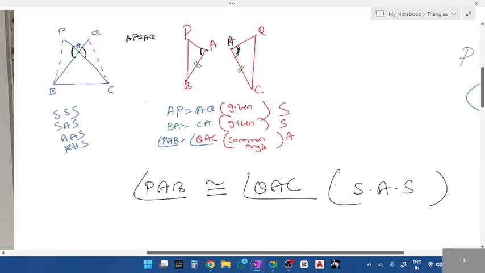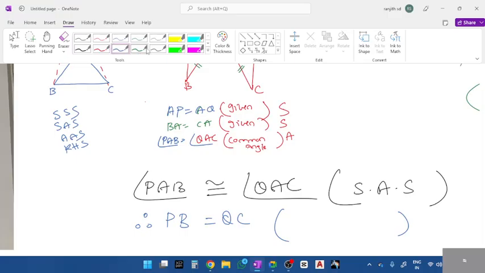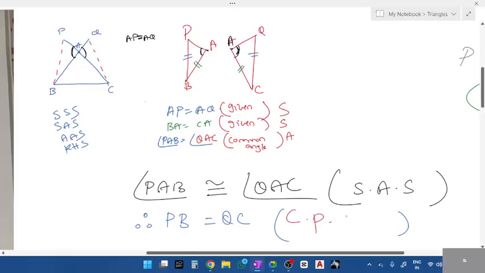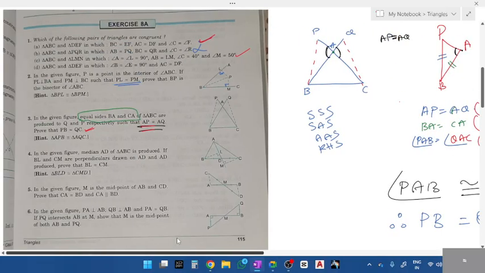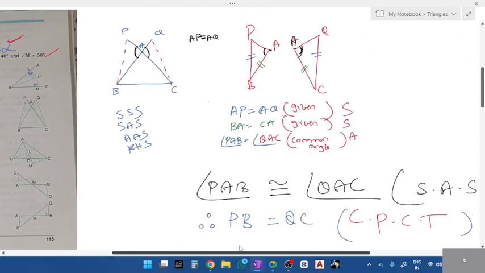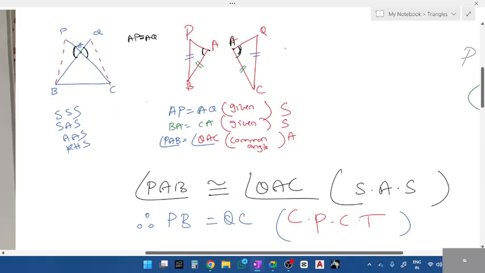If these two triangles are congruent, which two sides will be equal, students? What about PB and QC? Will they be equal? Therefore, PB is equal to QC. What reason will you write here? What's the word I told you all? Corresponding parts of congruent triangles, CPCT. We proved it. Therefore, PB is equal to QC. If it is congruent, then definitely PB will be equal to QC.